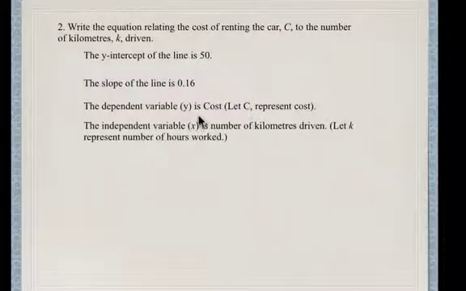We're asked to write an equation relating the cost of renting the car, C, to the number of kilometers driven. Well, first off, the y-intercept from before is 50. The slope of the line, or the rate of change, is 0.16. The dependent variable, remember, is the cost to rent the car, and the independent variable is the number of kilometers driven, and we're going to let K be the number of kilometers driven.